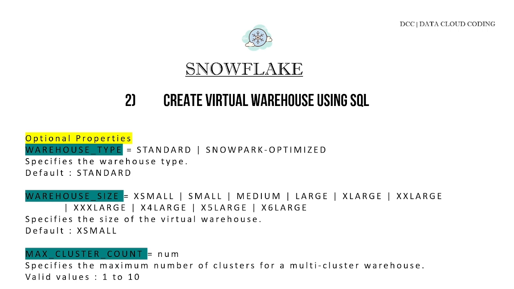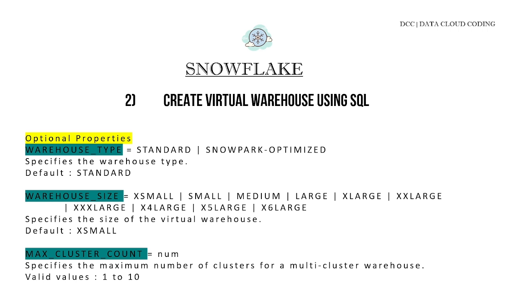So unless and until I specify that I want this warehouse to be of the type Snowpark optimized, the warehouse gets the default value of standard warehouse type. And talking about warehouse size, we can choose from the whole list of warehouse sizes, from extra small to extra 6 large. By default, this attribute takes the value of extra small.